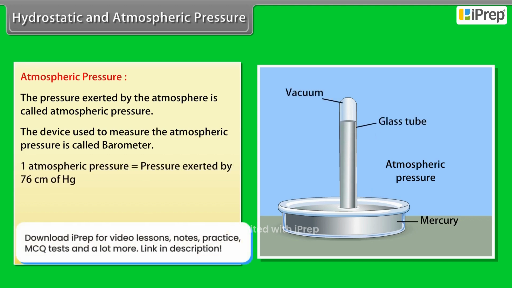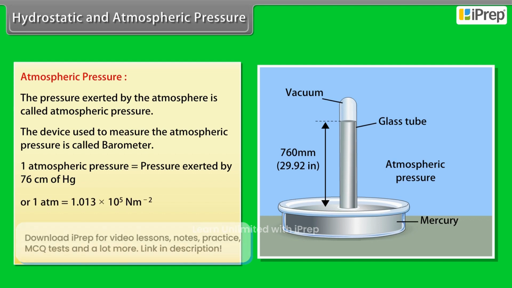1 atmospheric pressure is equal to the pressure exerted by 76 centimeter of mercury, or 1 atm is equal to 1.013 × 10^5 newton per meter square.